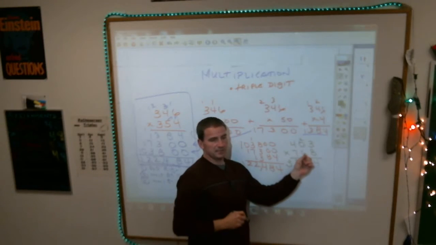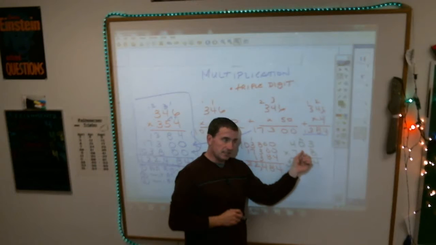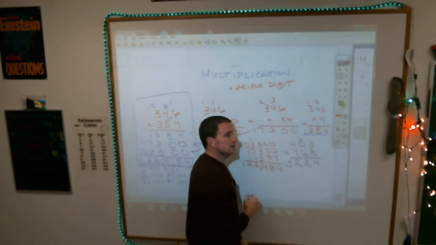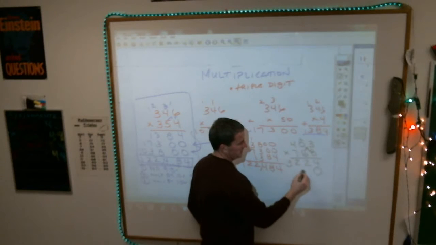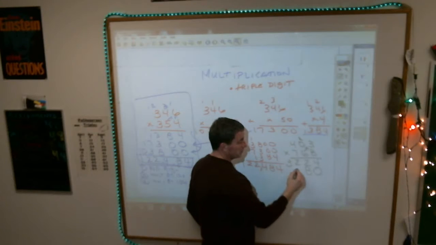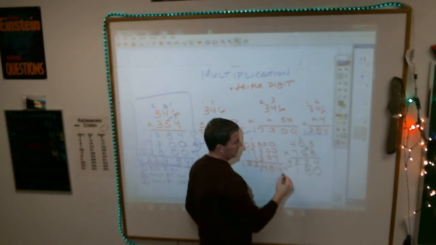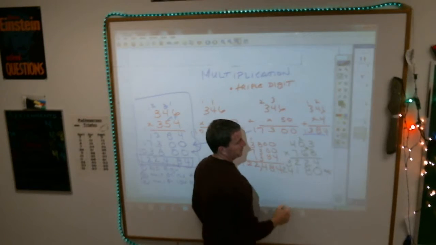When I get to that 6, it's not multiplying by 6, but it's multiplying by 60, so I have to start with a 0. Then I multiply by my 6. 6 times 3 is 18. Carry the 1. 6 times 0 is 0 plus 1 is 1. 6 times 4 is 24. So now I've got my multiplying by the 6 part.